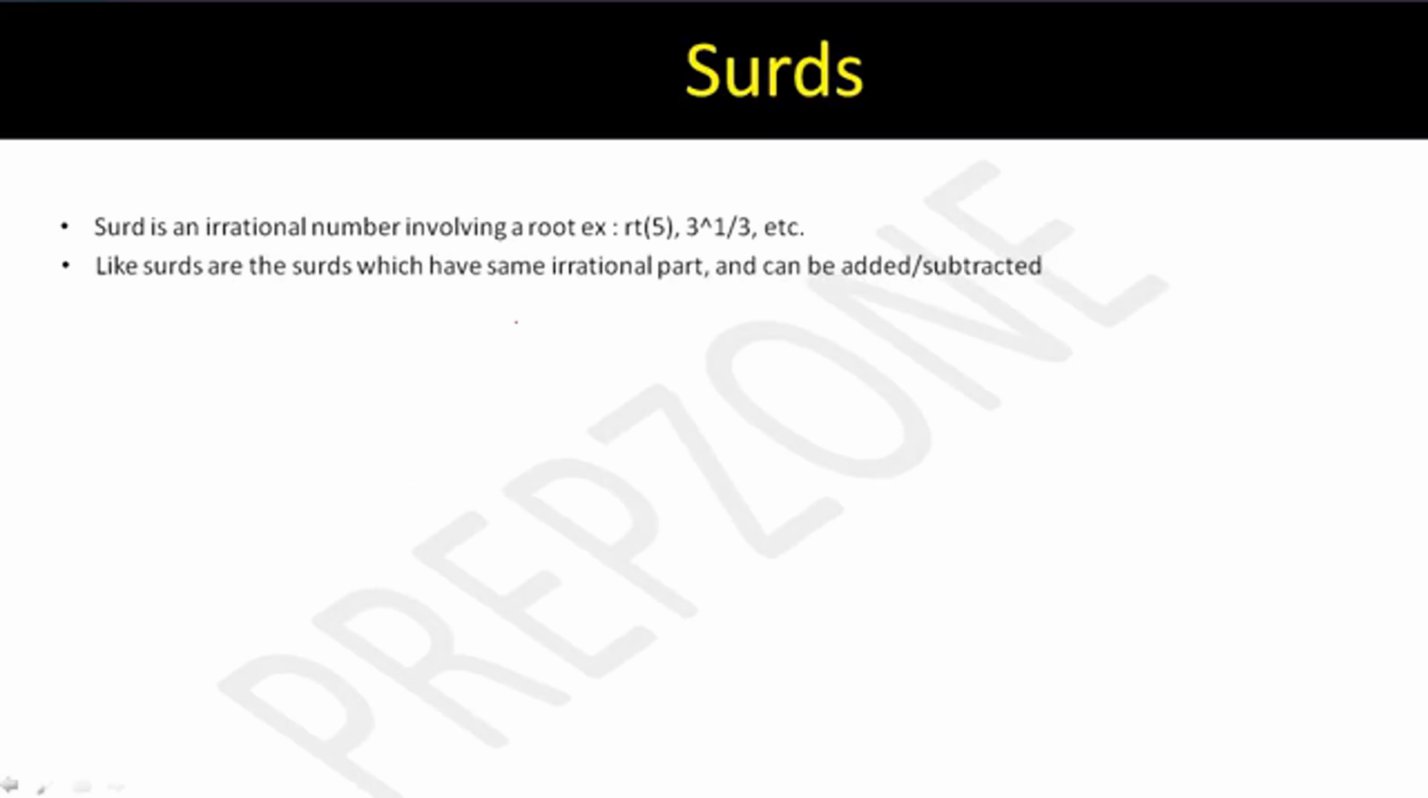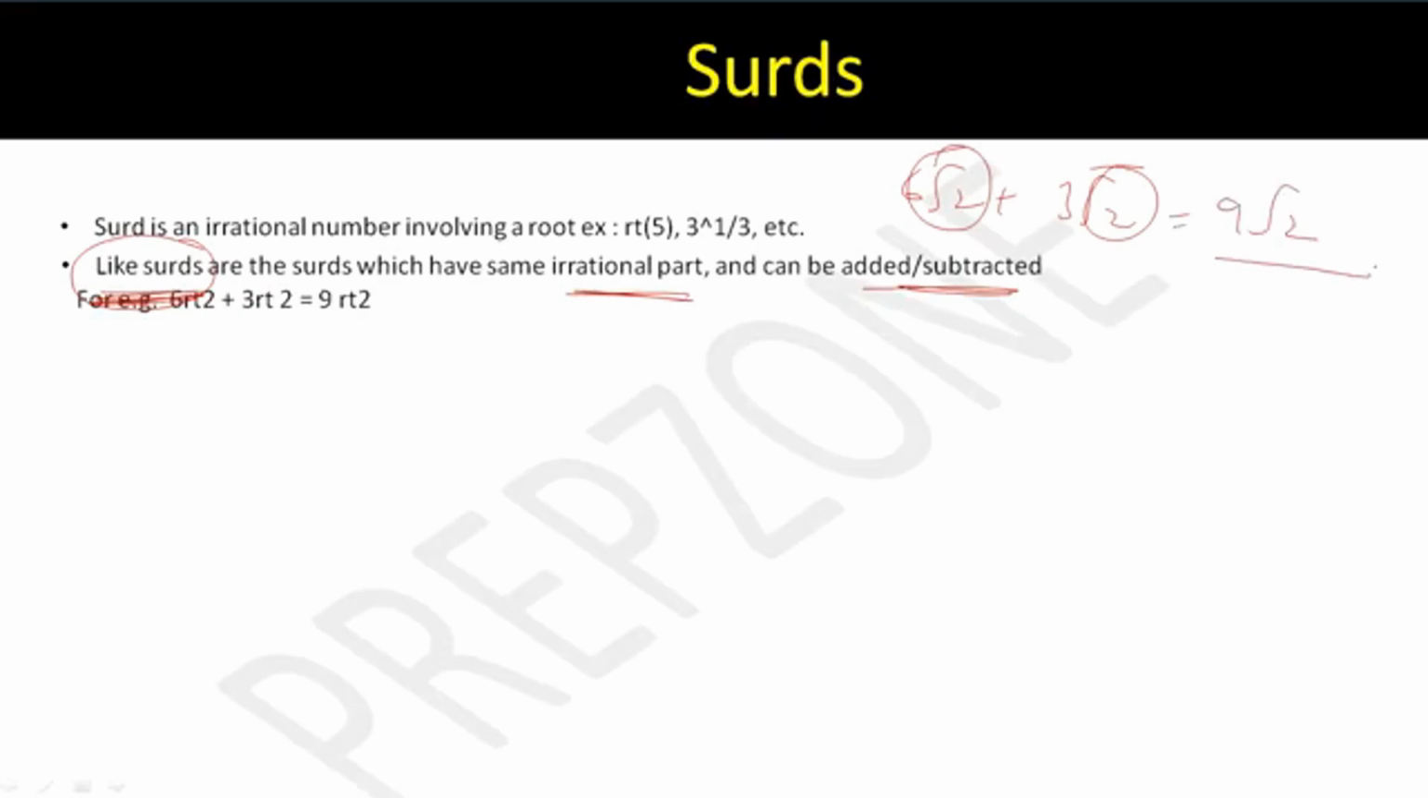So the next term is like surds. What are like surds? These are those surds which have the same irrational part and they can be added or subtracted. For example, 6 root 2 plus 3 root 2. The irrational part is root 2. Root 2 is common, so they can be added and the final answer will be 9 root 2. That's it. These are the like surds, 6 root 2 and 3 root 2.